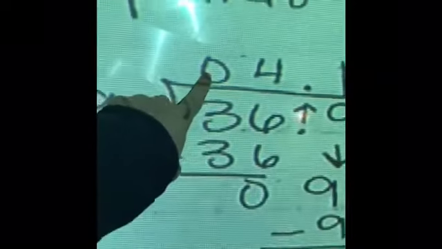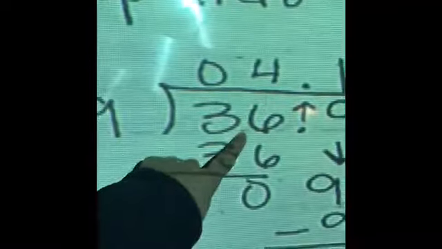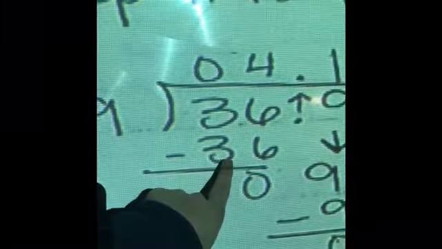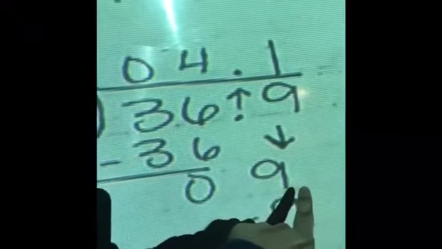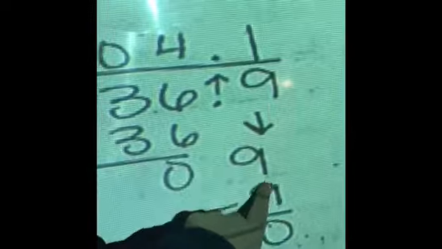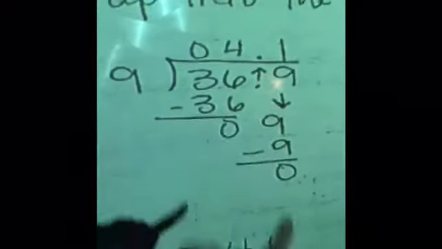Other than that, it's the same thing. Can 9 fit into 3? No, it fits 0 times. Can it fit into 36? Sure it can, 4 times. 9 times 4 is 36. You subtract 36, you're left with 0. You bring down the next digit, which is the 9. Can 9 fit into 9? Oh yeah, 1 time. Boom, minus 9 is 0. But that means there's no remainder.